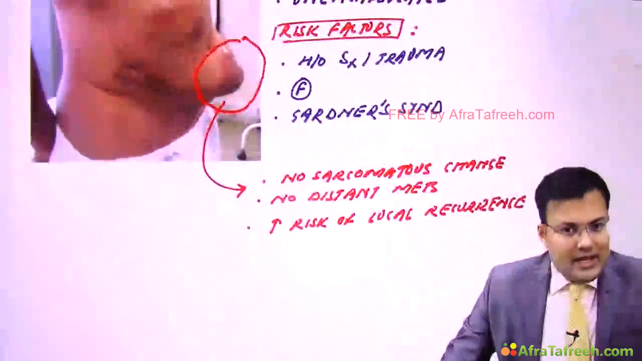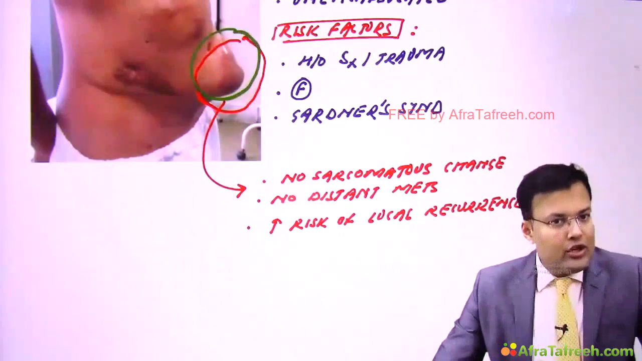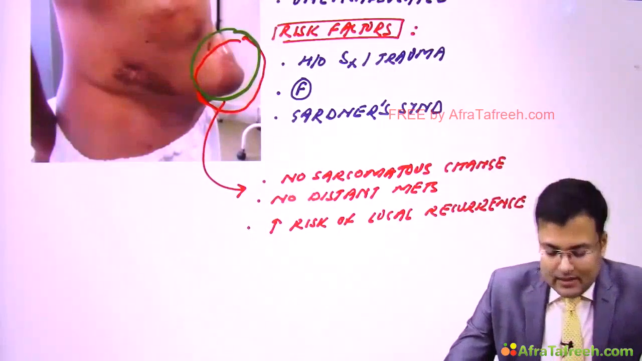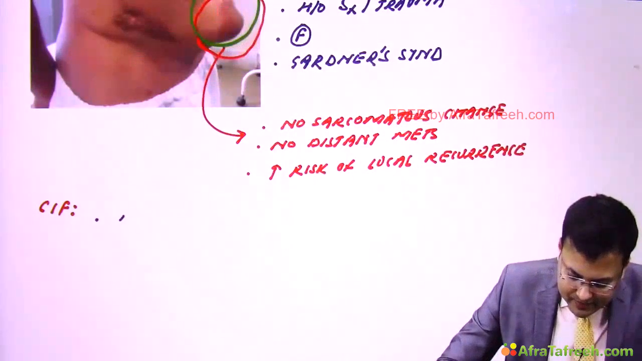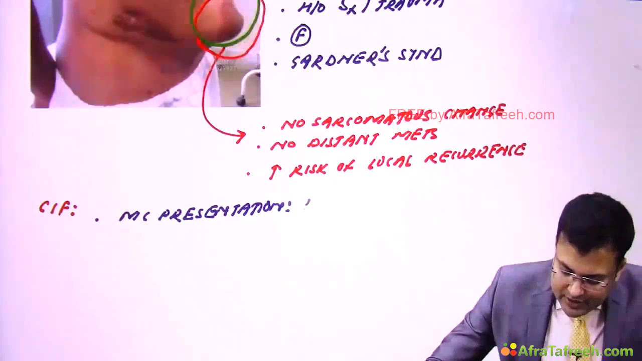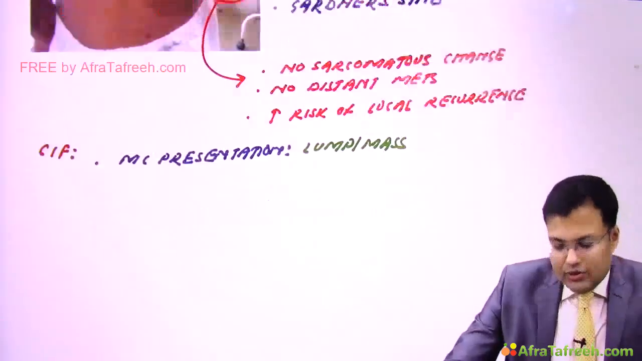What was the question in AIMS? What is the most common presentation of desmoid tumor? Can you see? Obviously it's the abdominal lump or mass. So, clinical features: the most common presentation is the lump or mass. This was the question in AIMS.